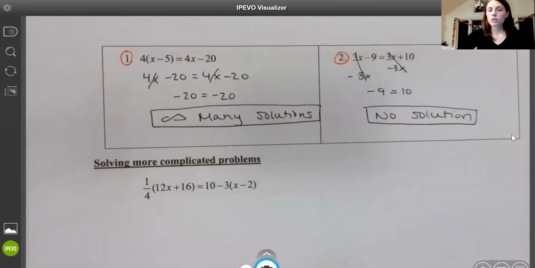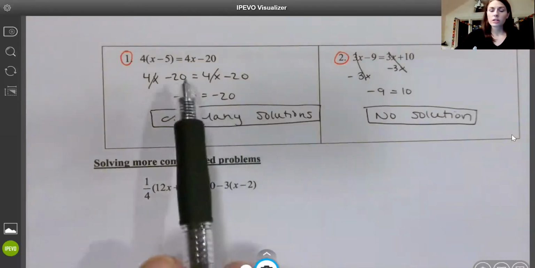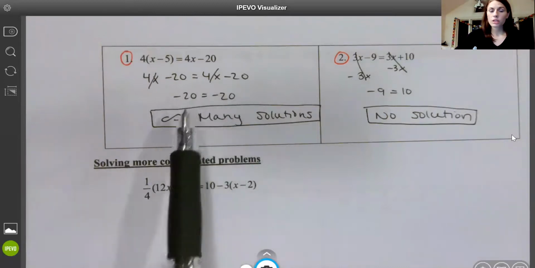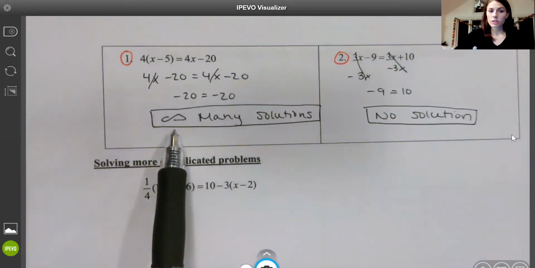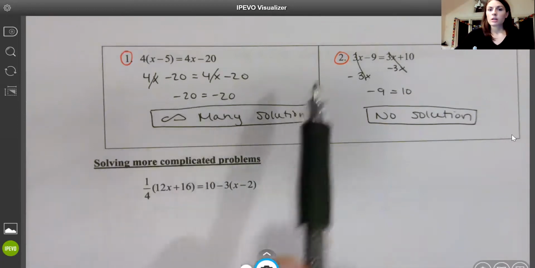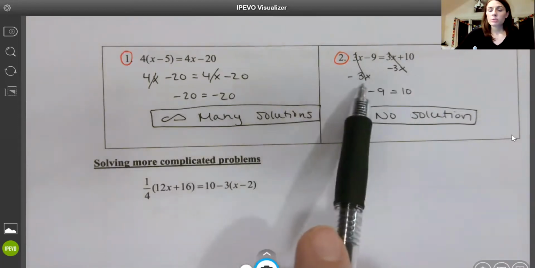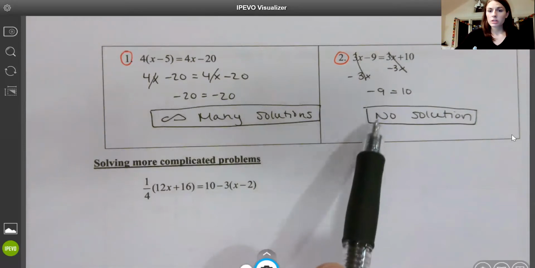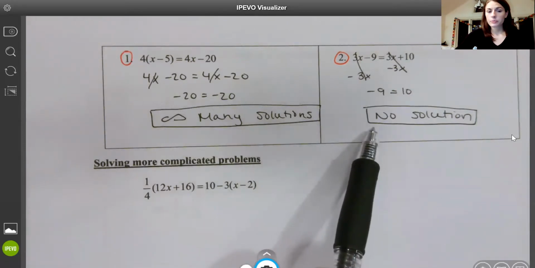Okay, so now check your work. Example number 1 gave us all of our variables canceled, a true statement. Special case is infinitely many solutions. Example number 2, my variables all canceled, gave me a false statement, which would be no solution.